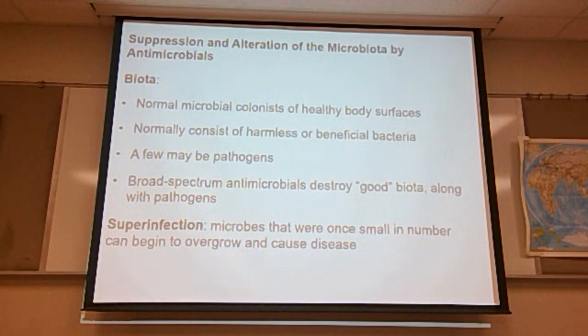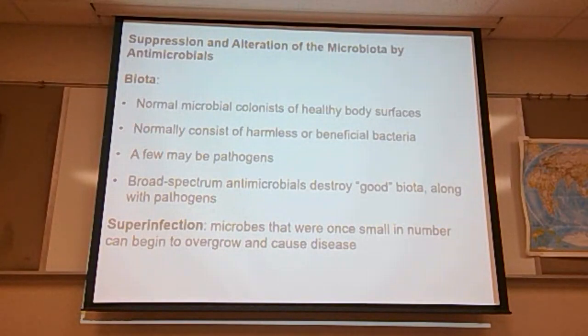Biota. We mentioned earlier in one of the charts we showed the word biota, and I told you the biota were the normal microbes on a healthy body. They normally consist of harmless or beneficial bacteria. A few of them may be pathogenic. However, for them to be pathogenic, they have to move from one area of the body to the other. When it's on the area of the body where it's supposed to be, it is not pathogenic. If it moves to an area where it's not supposed to be, then it can become pathogenic.